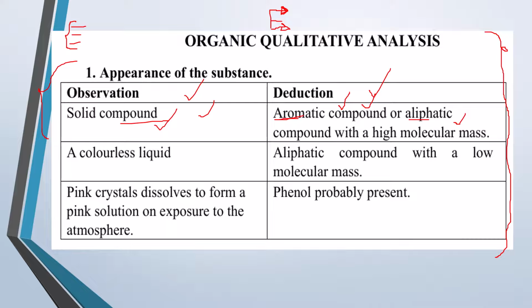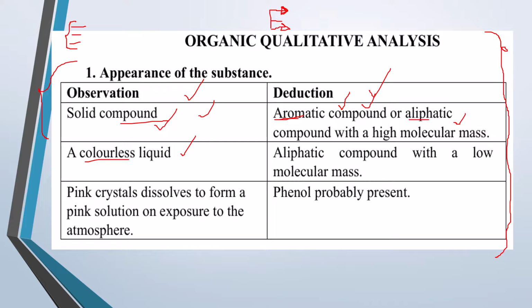If you have been given a colorless liquid or a substance which looks like a colorless liquid, you simply say when you're starting your question, a colorless liquid, and then in your deduction column, now all liquids, we don't expect anything liquid to be aromatic, because we say that the majority of substances that contain the benzene ring are going to be solids in nature.